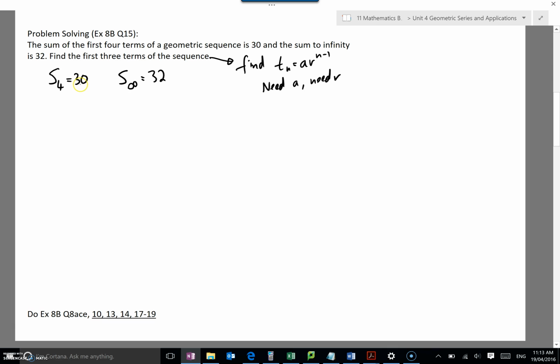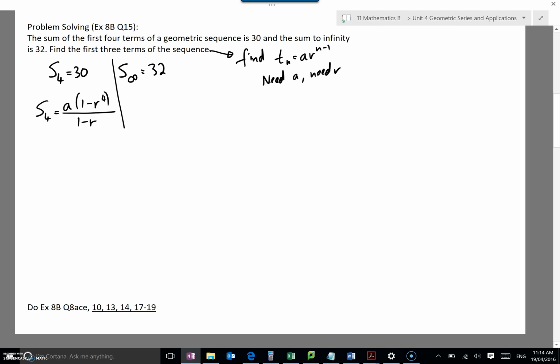I know the sum of the first 4 terms is 30. I also know that to find the sum of the first 4 terms, I'll use the sum of a finite series, just using that normal formula that you've been using for the other questions. And I also know how to find the sum of infinite terms, using the formula that we just used, A over 1 minus R.